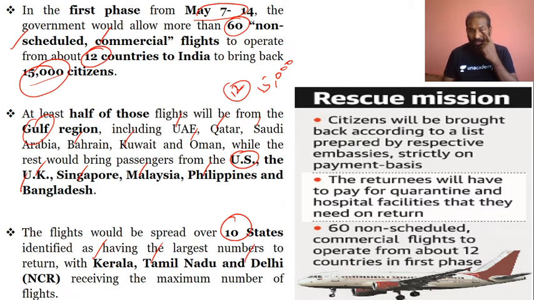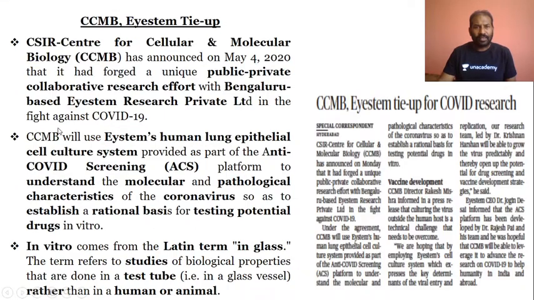So these are the states having the maximum number of Indians abroad, as we have discussed, from the Gulf region, US, UK, Singapore, Southeast Asian countries, Malaysia, Philippines, and Bangladesh. And the other topic is in regards to the CCMB.